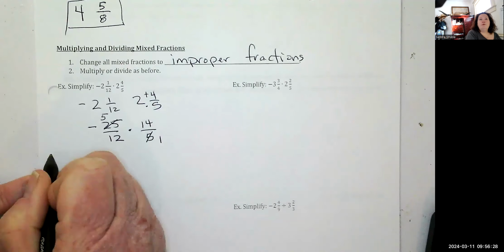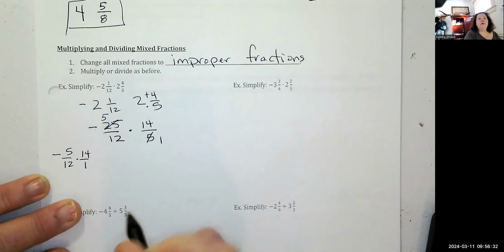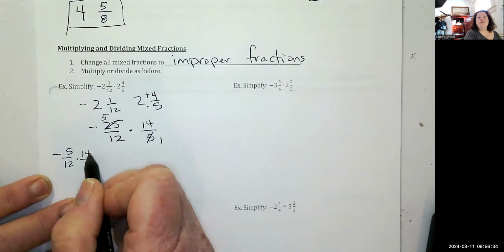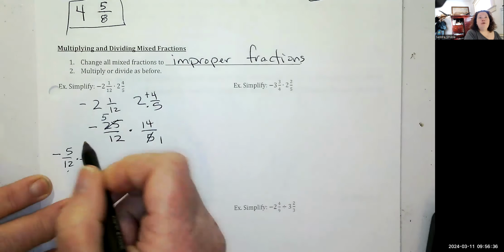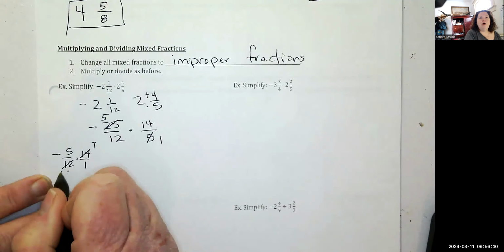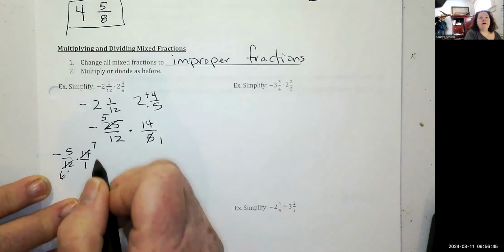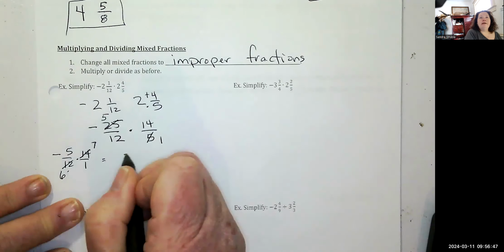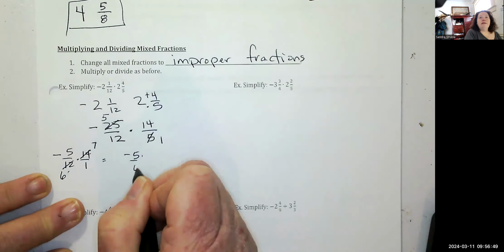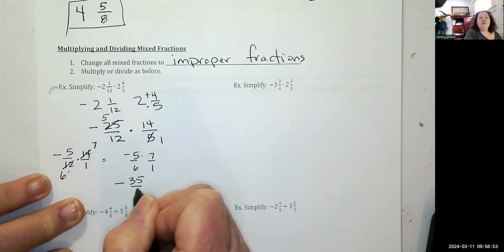I'm just going to rewrite this real quick. -5 over 12 times 14 over 1. These are both divisible by 2. 2 goes into 14 7 times, and 2 goes into 12 6 times. I think I'm reduced as far as I can go now. And so this gave us -5 times 7 over 6 times 1, which is -35 over 6.